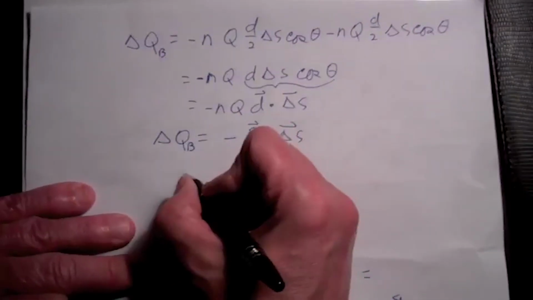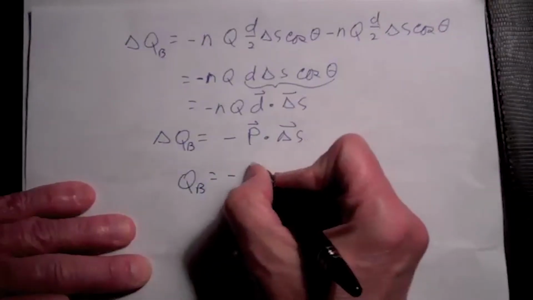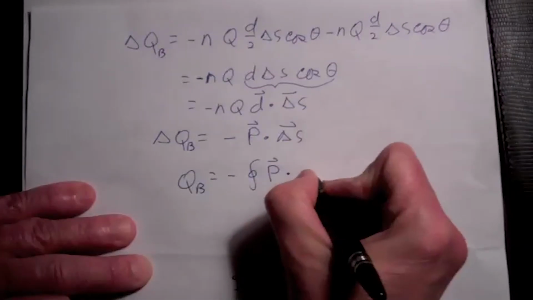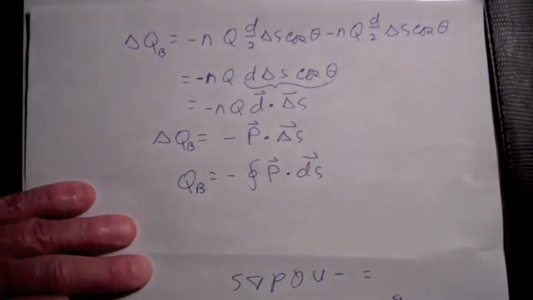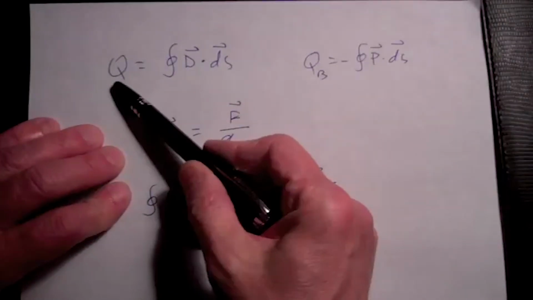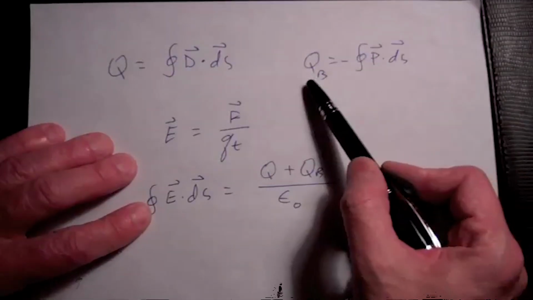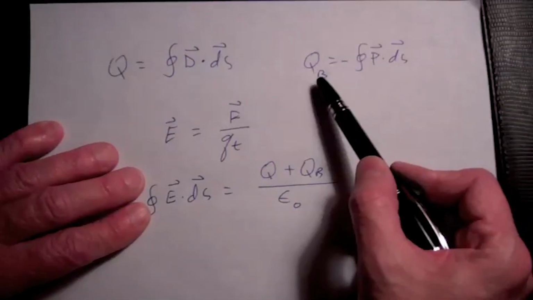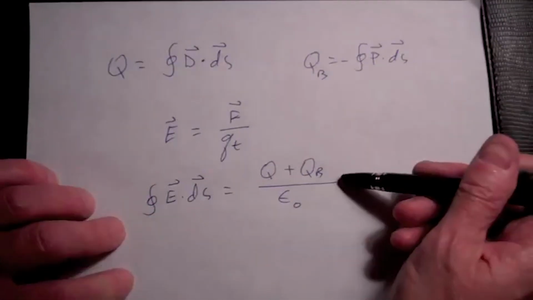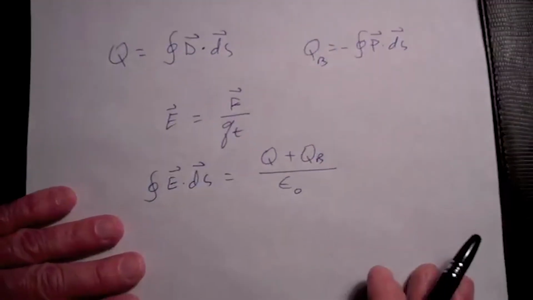So the total change in the bound charge inside our enclosed volume is minus the integral over that closed volume of P dot ds. So we have our relationship between the free charge and the electric flux density field, Gauss's law. We've now seen we have a similar relationship between the bound charge and the polarization field, and the electric field is associated with both free and bound charges.